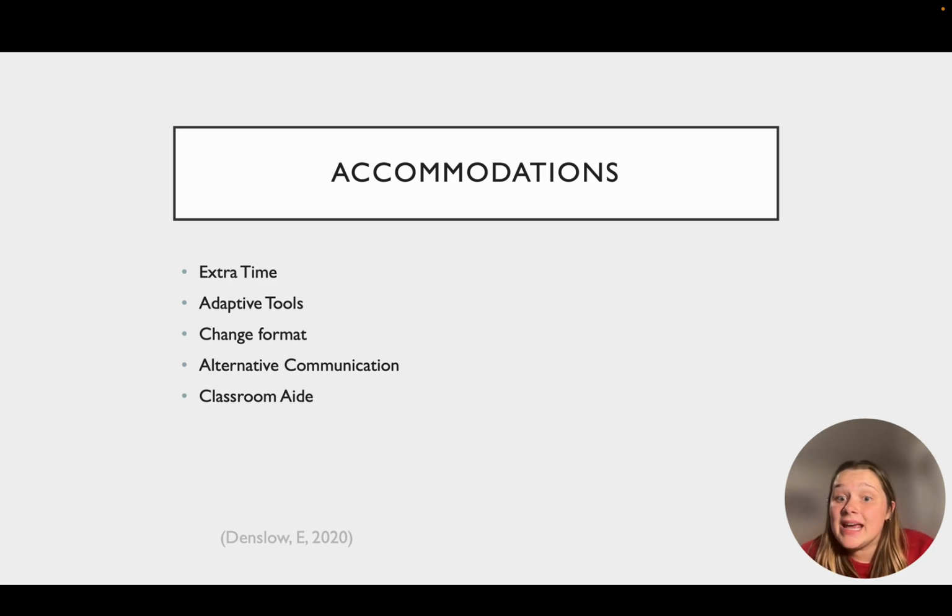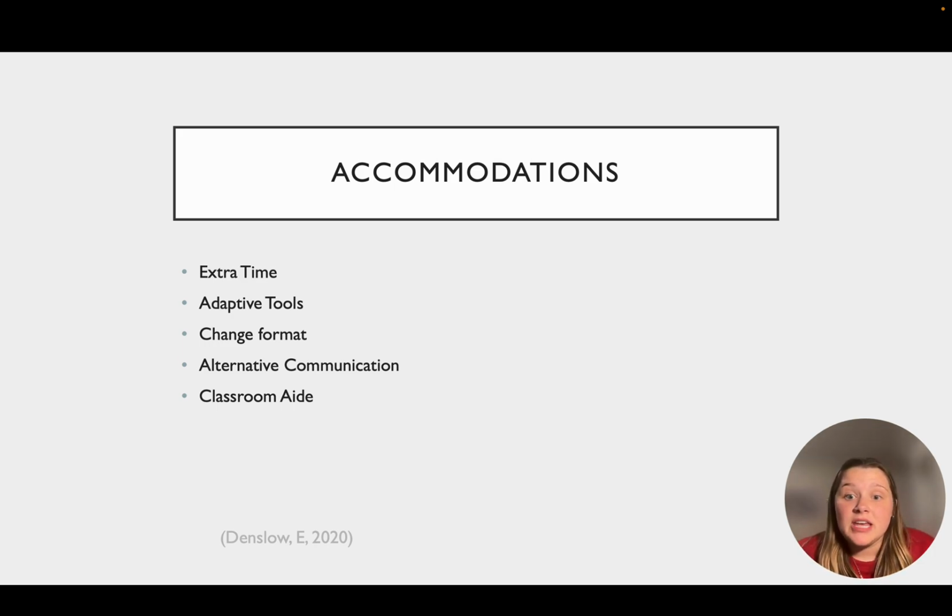The format on tasks and assignments may need to be adjusted so that all students can participate, such as taking a written test verbally, since it is really hard for them to do small movements like writing, or having their classroom aide fill in the bubble, because that is such a small and precise movement that it might be hard for them to actually fill in the bubble.